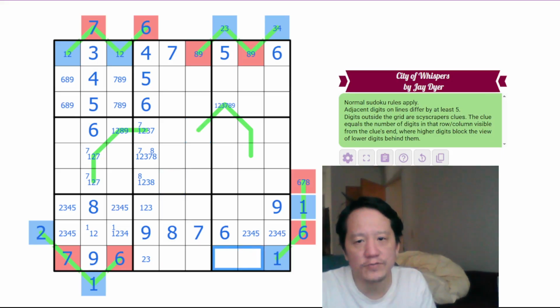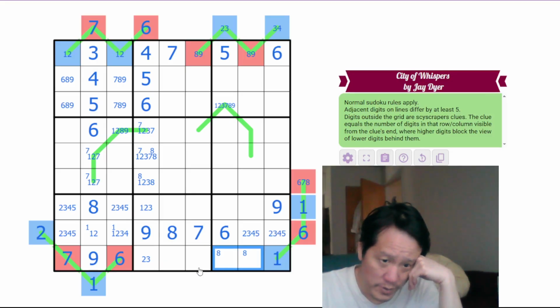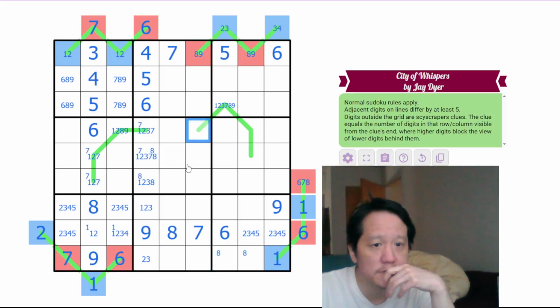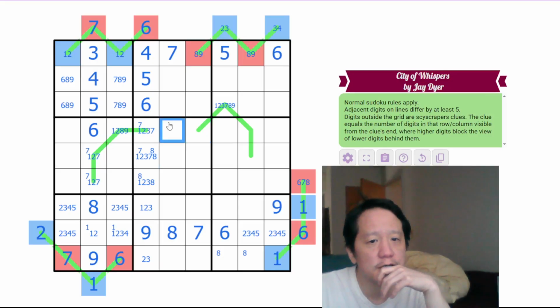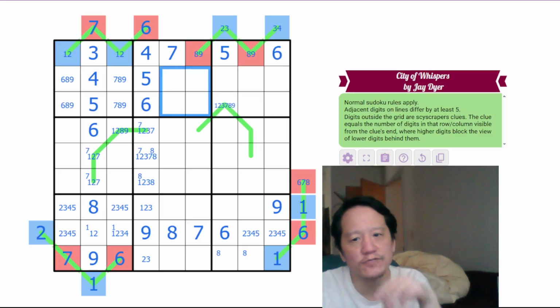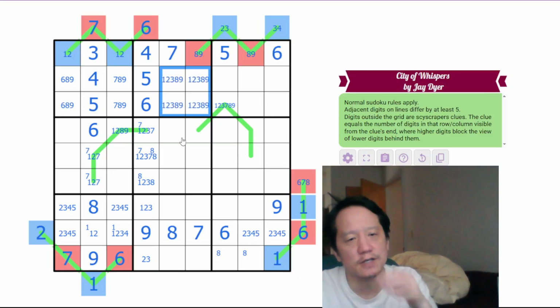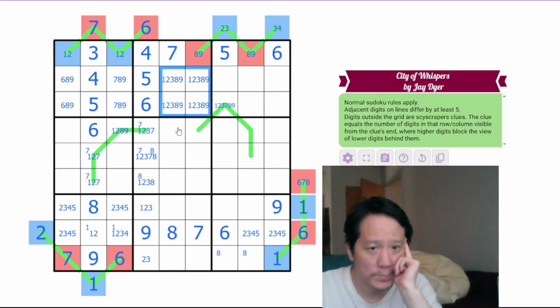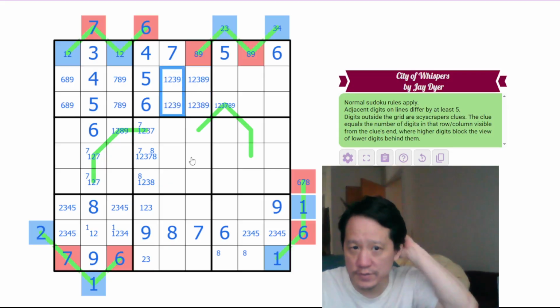8 has to be one of these two digits here, because it cannot be in this box. Remaining digits of box 2 are 1, 2, 3, 8, and 9. 8 cannot be any of these, though.